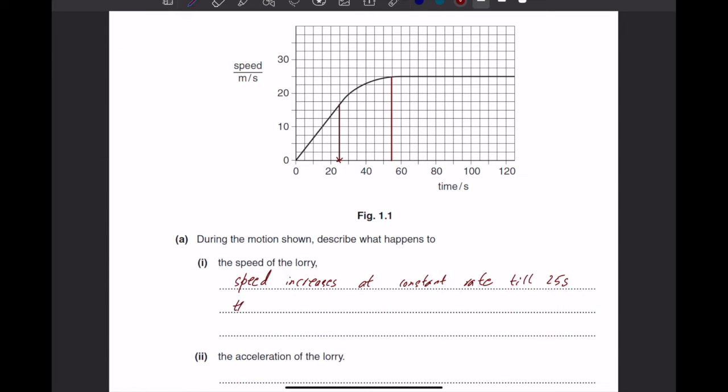So then speed increases at a decreasing rate. And that happens from 25 seconds till 55 seconds. And then what happens to the speed? From 55 seconds onwards, then speed becomes constant.